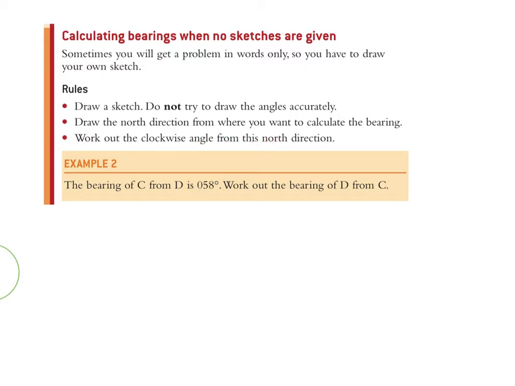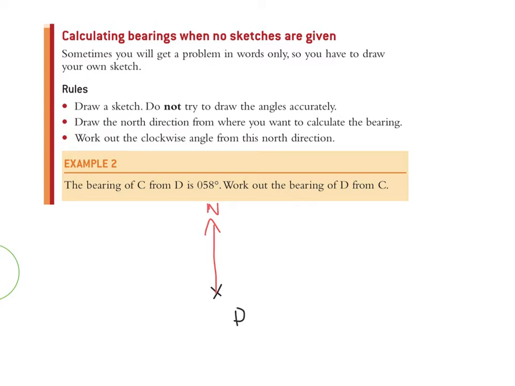So this example, we've got the bearing of C from D is 58 degrees. And we've got to work out the bearing of D from C. But let's get this drawn first of all. The bearing is from D. So you mark on your D. Let's say it's there. To look at bearings, we need to have a north drawn all the time. So we have a north from D.